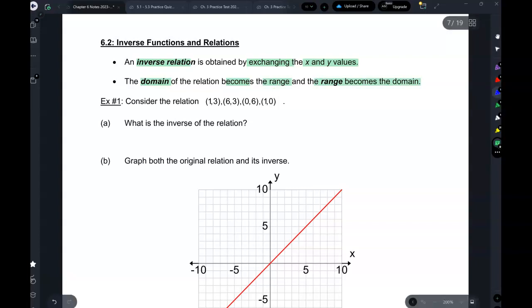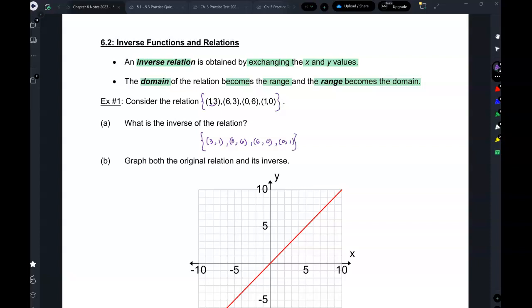Now, take a look at this. I know there are brackets here. So take a look at this one. If we want to find the inverse of this relation, all I need to do, again, put it in the curly brackets. All you do is take each of these coordinates and just swap the x and the y. So (1, 3) becomes (3, 1), (3, 6), (6, 0), (0, 1).